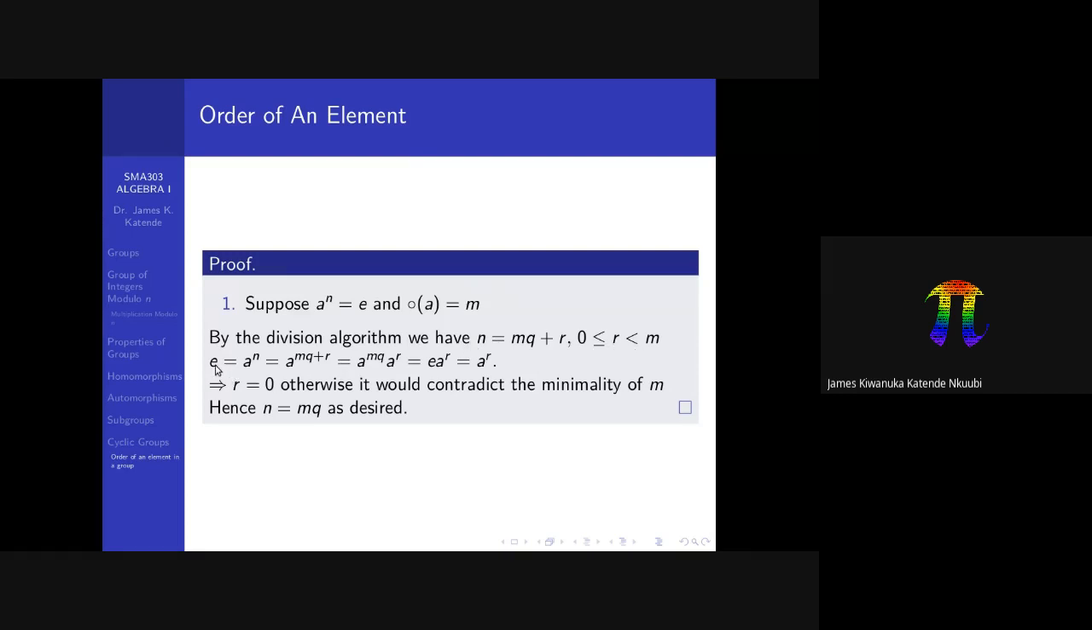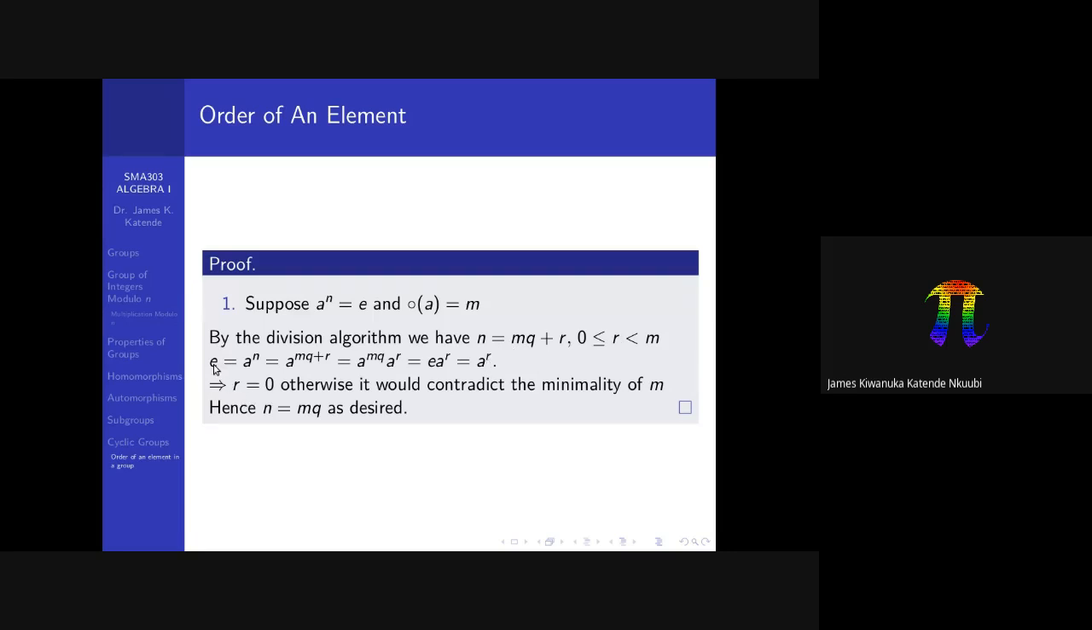So this leads us to the following situation. You can rewrite A raised to n as A raised to mq plus r. Then you can split it into A raised to mq multiplied by A raised to r. But because the order of A is equal to m, A raised to m is equal to the identity. So the first term is equal to the identity, and that leaves us with A raised to r. So we have a small problem here. We have said the order of A is equal to m, but we have found a smaller integer r such that A raised to r is equal to e.